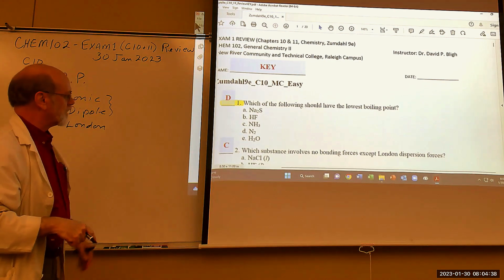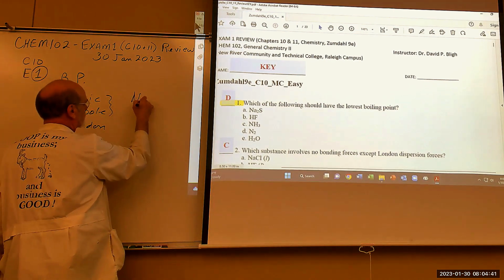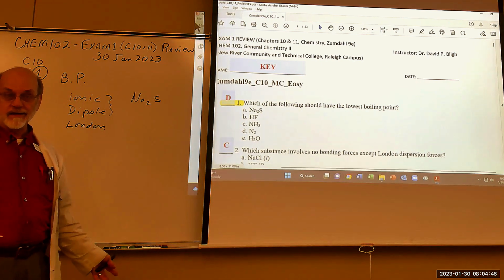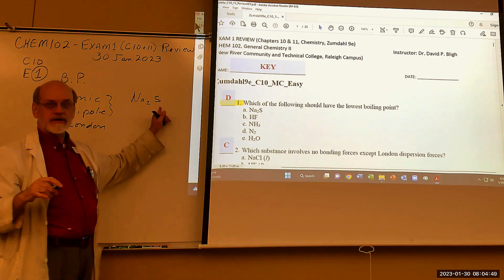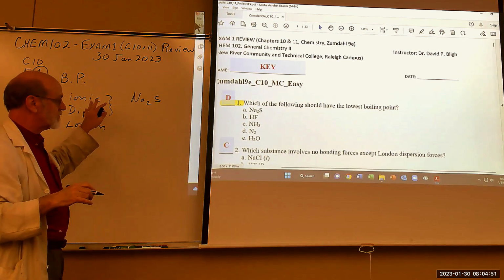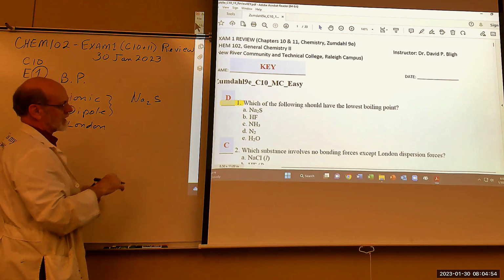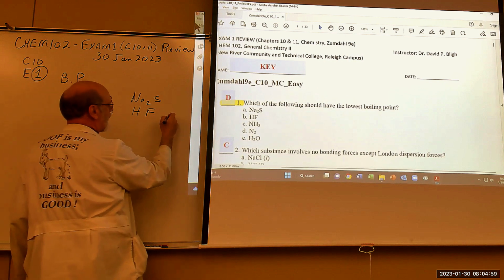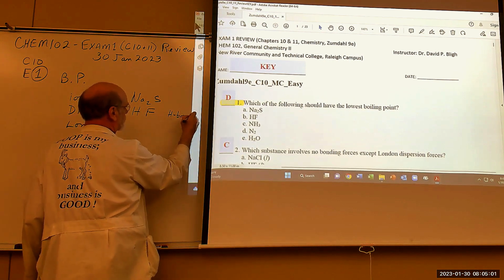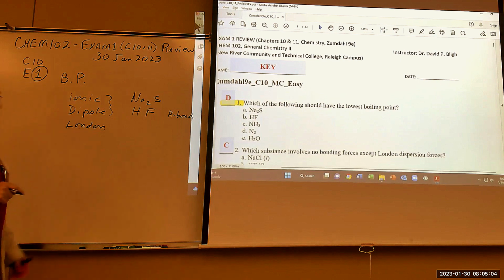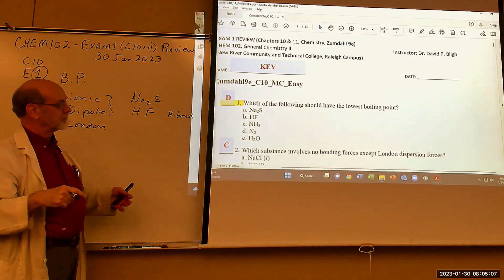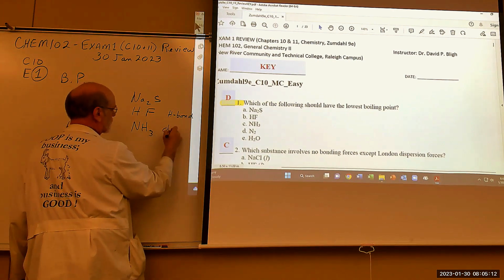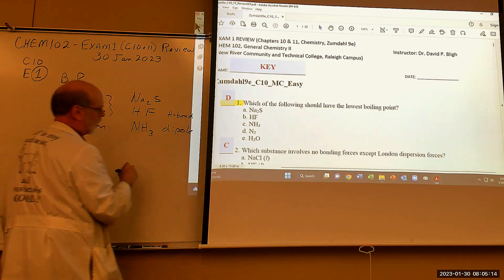So how about sodium sulfate? What kind of compound is that? It's ionic, right? Sodium's a metal, sulfur's a non-metal. That's ionic. So it's going to be very high boiling point. HF. Here we have hydrogen bonding, which is a form of dipole. It's going to be fairly high boiling point. Ammonia. This is an intermediate dipole.